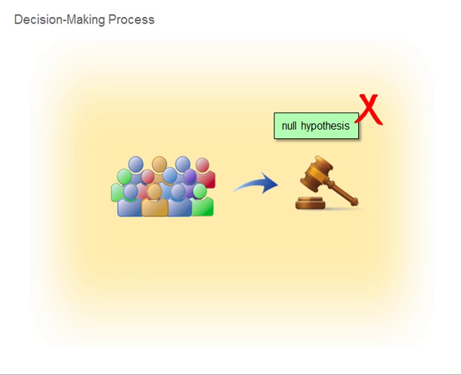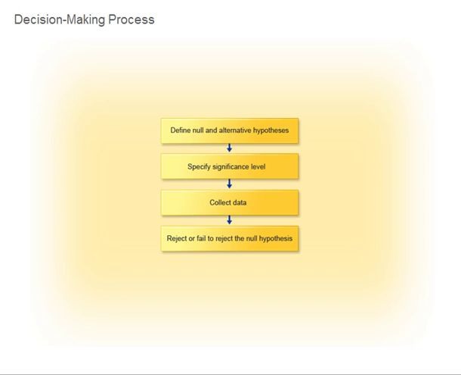If the evidence is not strong enough, the jury fails to reject the null hypothesis that the defendant is not guilty. Note that failing to prove guilt does not prove that the defendant is innocent. Statistical hypothesis testing follows the same basic path.